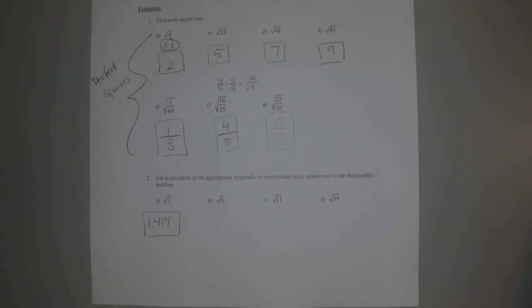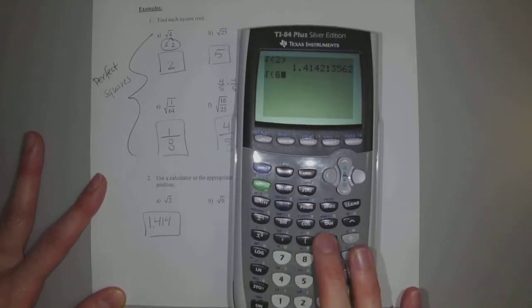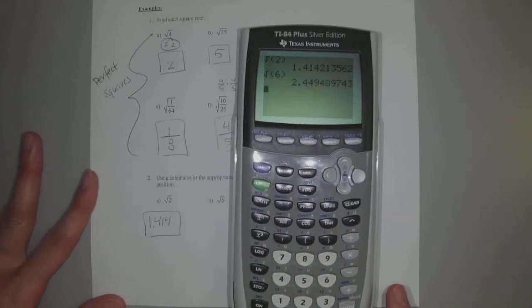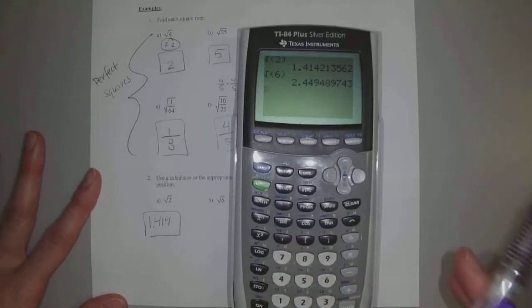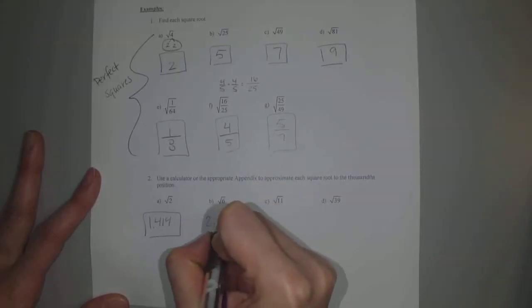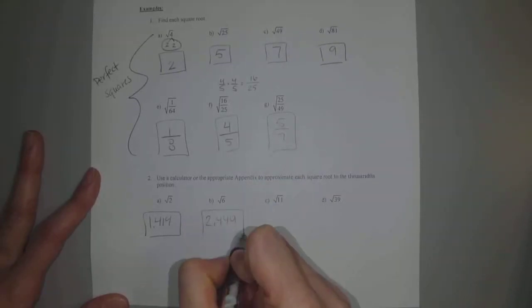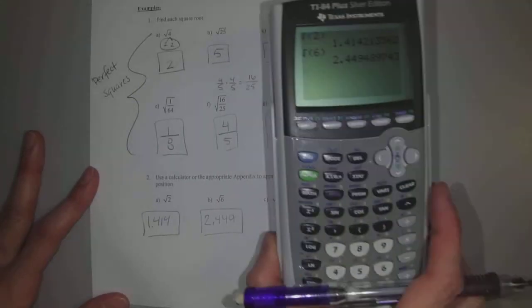Square root of 6, what times itself gets you to 6? I don't know, right? And so what we're going to do is just take the square root of 6 in our calculator. And you're going to get the square root of 6 again, Stacy. 2.449, and what's behind our 9? A 4, so it's going to stay a 9, right? So 2.449. Any questions so far? You guys see how we're putting it in our calculator?